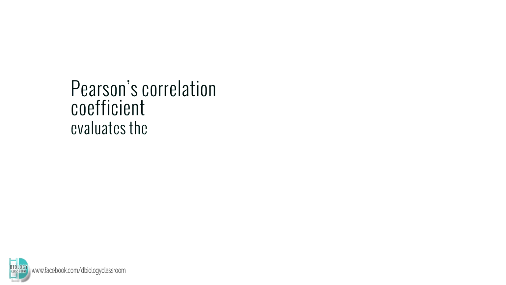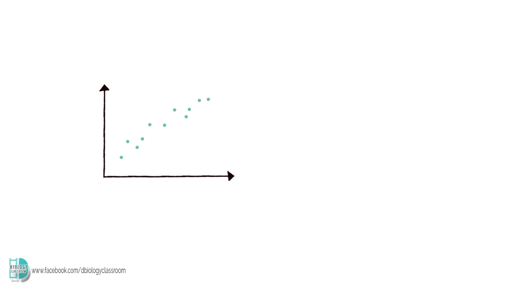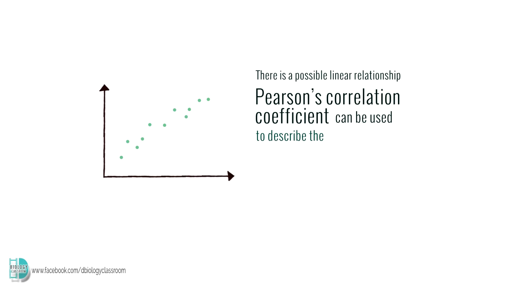Pearson's correlation coefficient evaluates the linear relationship between two continuous variables which are normally distributed. When a scatter diagram indicates the possibility of a linear relationship, the coefficient can be used to describe both the strength and the direction of the relationship.